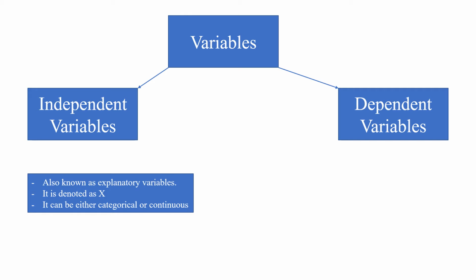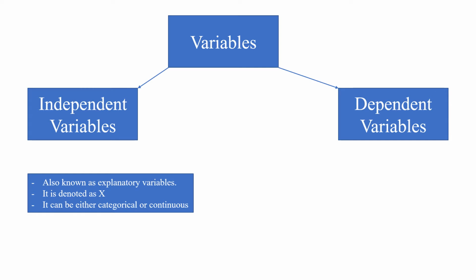Independent variables can be either categorical or continuous in nature. For example, you may have categorical variables like gender, sex of a student, educational qualification, and so on and so forth. And it can be continuous in nature, wherein we have the weight of a student, height of the student, and so on and so forth.